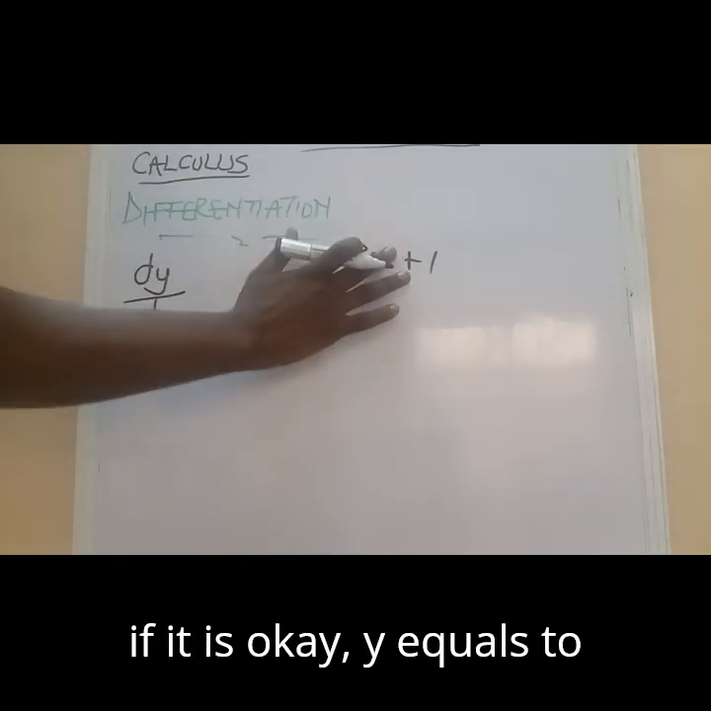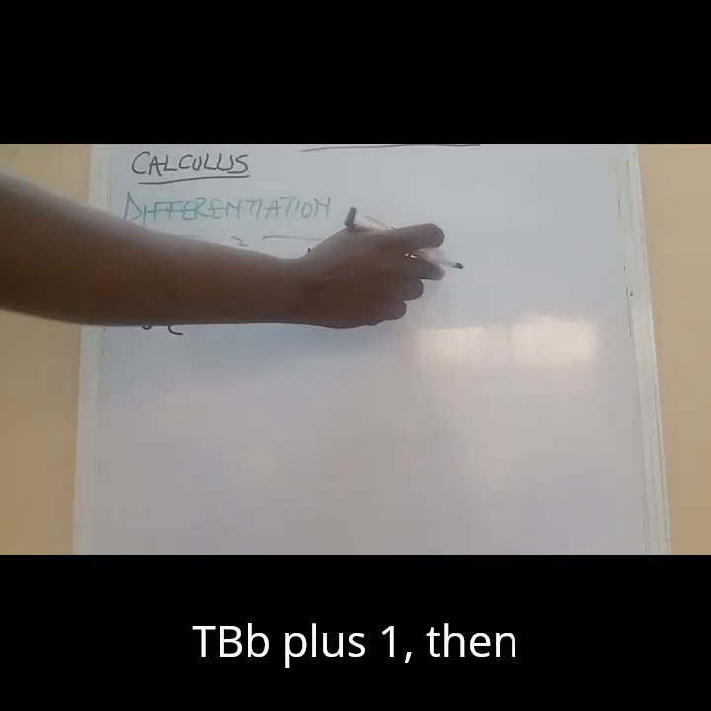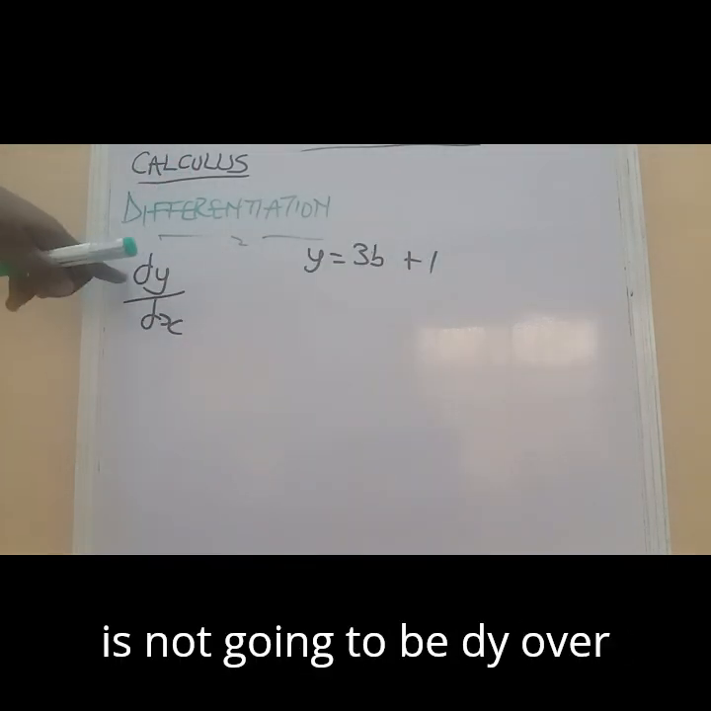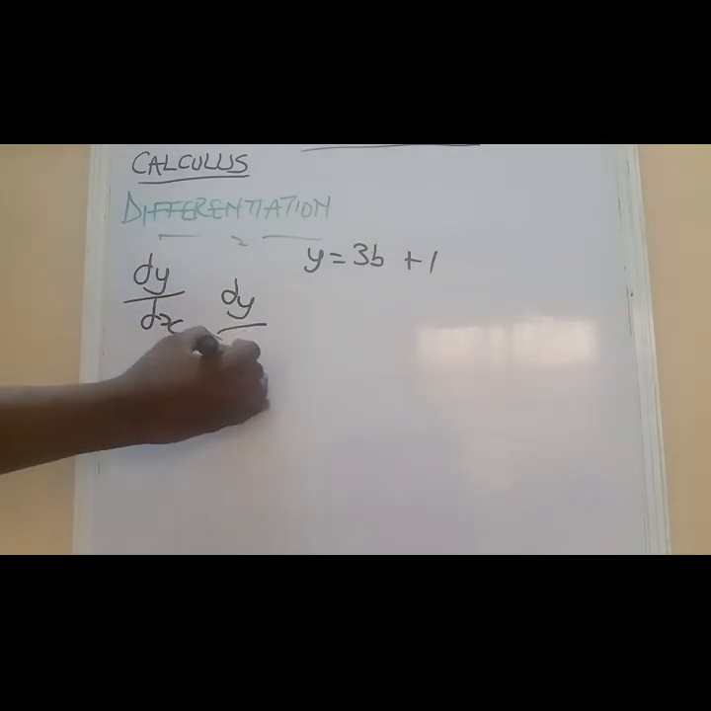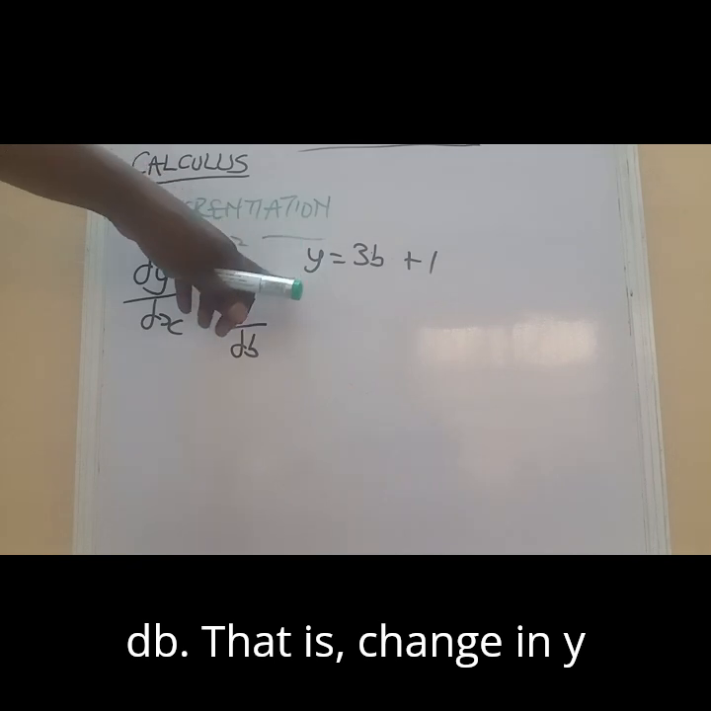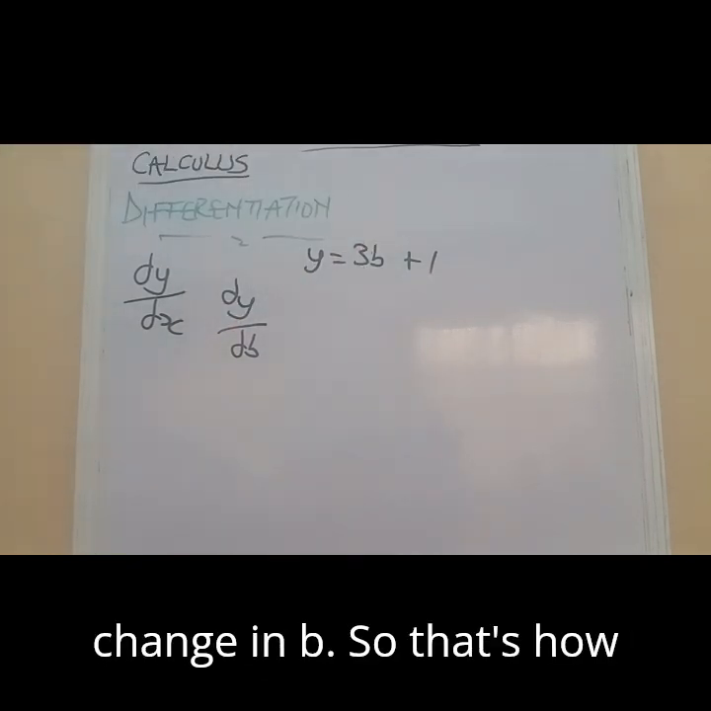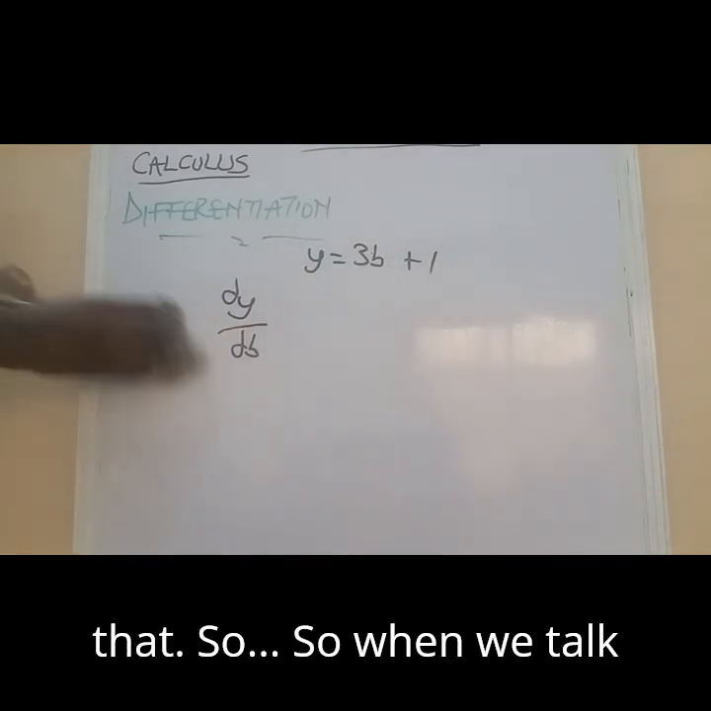But what if y equals 3b plus 1? Then your differential calculation is not going to be dy over dx, but dy over db. That is change in y with respect to change in b. So that is how you will solve that. So you really need to understand that.